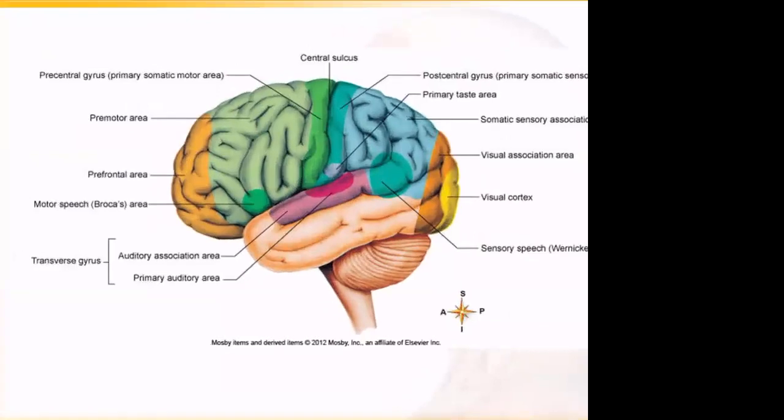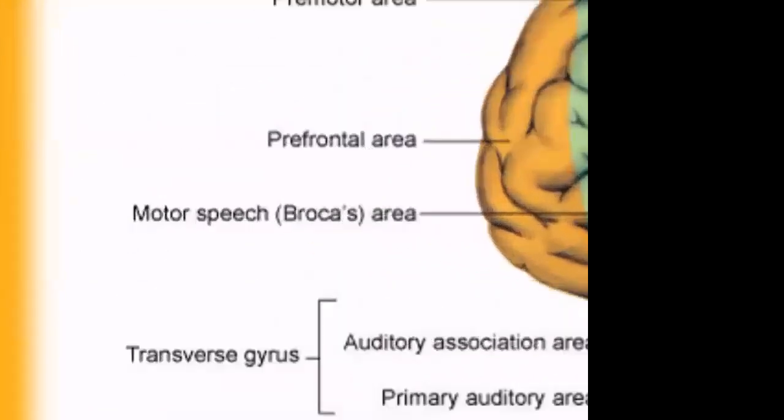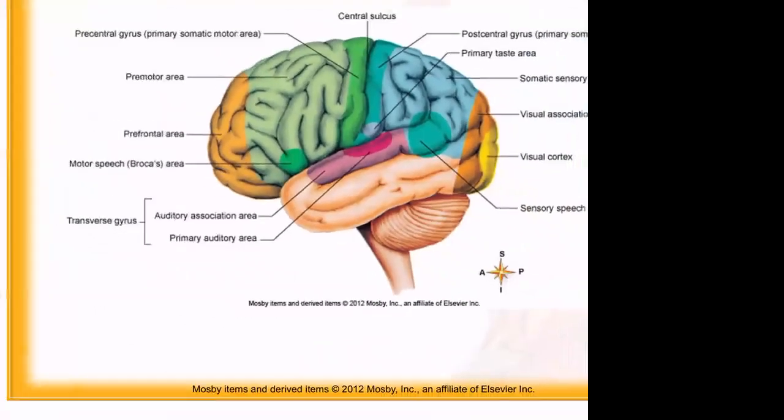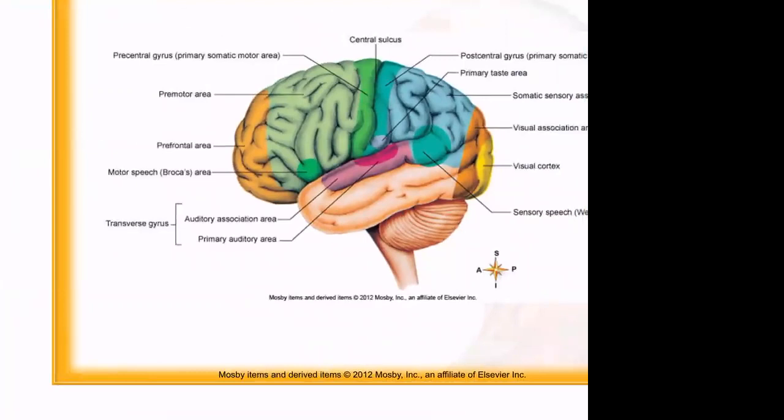So now you can see a little more. Oh, here's motor speech, Broca's area. Remember I said the frontal lobe, along with predicting the benefits and consequences of future actions, I said the speech center is found in the frontal lobe.